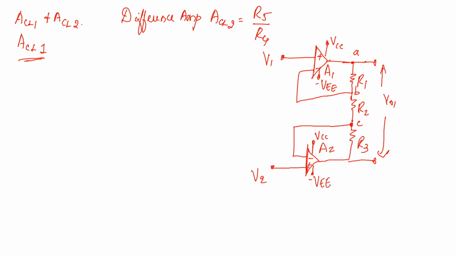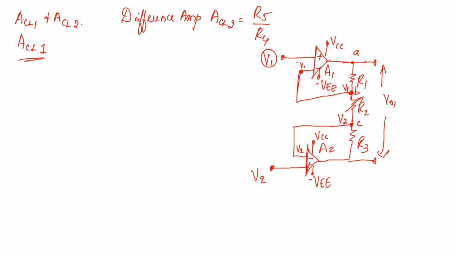When I apply the voltage V1 across the non-inverting terminal of your amplifier A1, what will be the voltage across your inverting terminal? Due to the virtual ground concept or virtual short concept, whatever voltage you are applying across your non-inverting terminal, same voltage will appear across the inverting terminal. So node B voltage will be equal to V1. Similarly, same rule applies in the second amplifier also. Your non-inverting terminal has voltage V2, across your inverting terminal also will be voltage V2. So across node C, the voltage will be equal to V2.